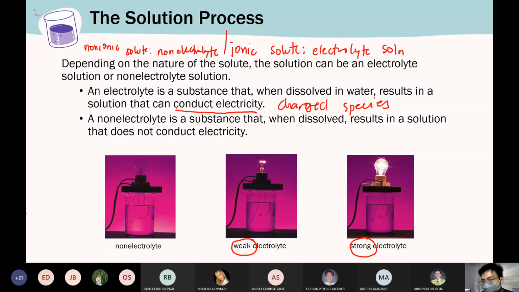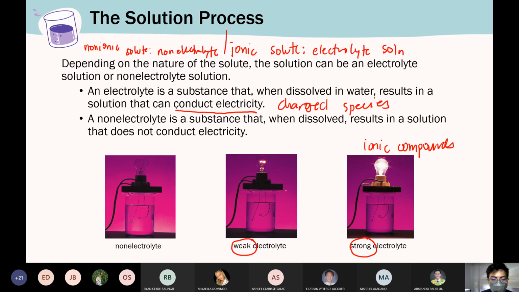For strong electrolytes, automatic ito yung mga ionic compounds na ihahalo nyo. For example, yung sa salt water, no? That's sodium chloride, magnesium chloride, calcium chloride. Kaya, pag nakuryente ka sa dagat, makukuryente ka talaga.